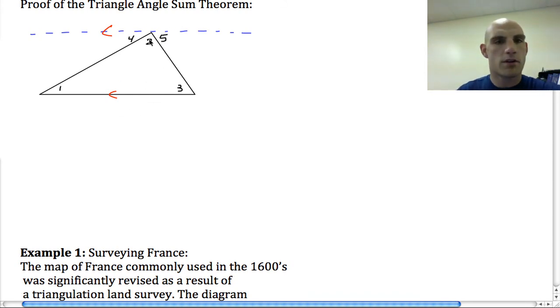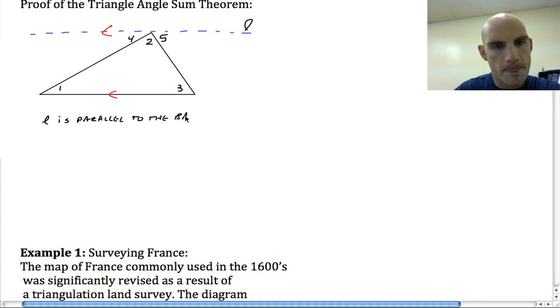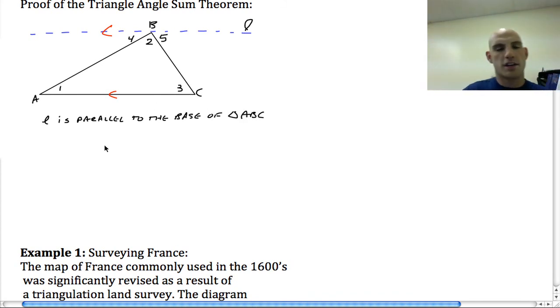Okay? So I know that this line, I'm going to call it L. So L is parallel to the base of the triangle. We'll label it A, B, C. Triangle ABC. Okay? Watch how this works. It's really actually pretty cool.